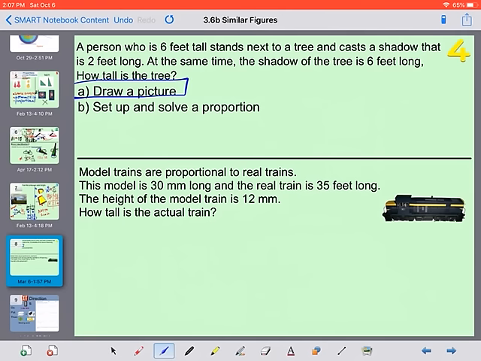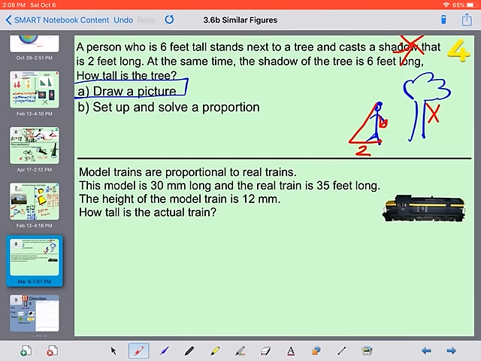So I'm going to draw a person here and a tree. Here's my tree. Here's my person. It says the person is 6 feet tall, so I'm going to put a 6 by this person. And the tree, we don't know how tall the tree is. That's what we're trying to figure out. A person who is 6 feet tall stands next to a tree and casts a shadow that is 2 feet long. So this person's shadow here is 2 feet long. The sun is up here somewhere.